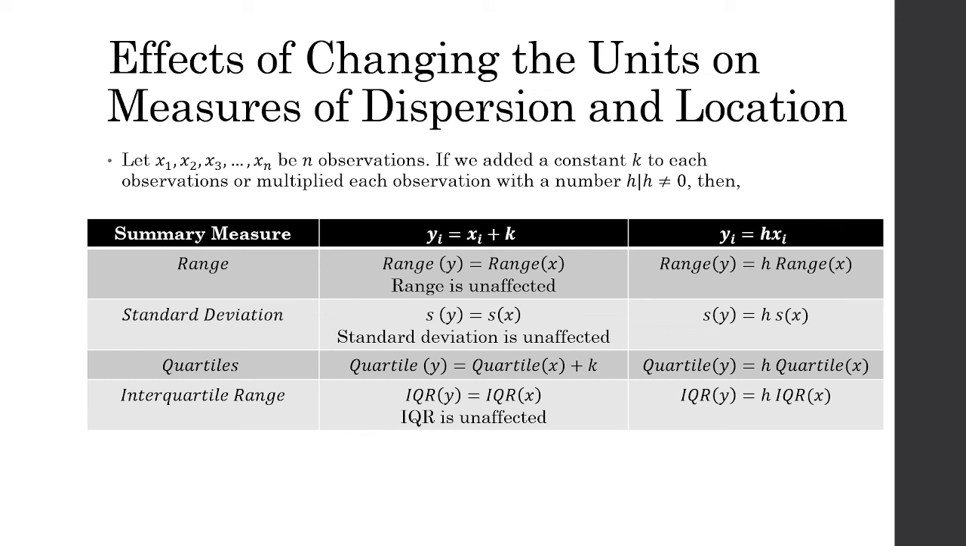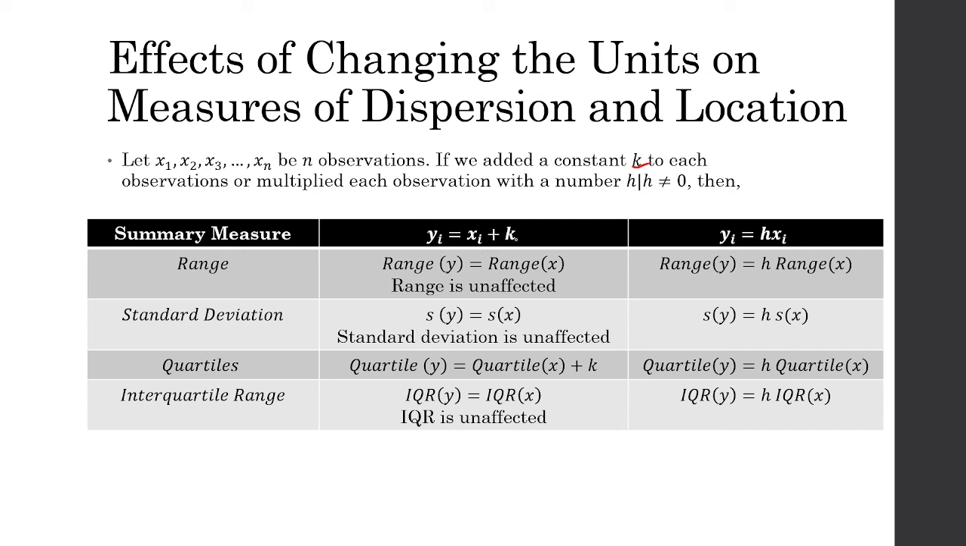Also, for the multiplication by a certain constant which is not equal to zero, again, our range will actually change. For the new range, you just need to multiply by the value of h. And for the standard deviation, same, you just need to multiply by h. For the quartile, same, you just need to multiply by h. And so is the IQR. It is only when adding a constant k that we have unaffected values in our measures of dispersion.